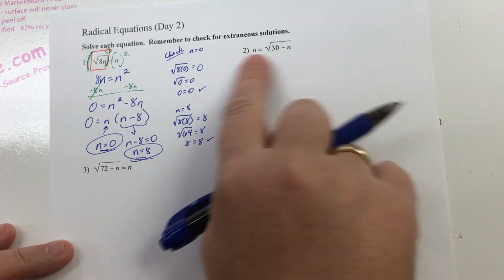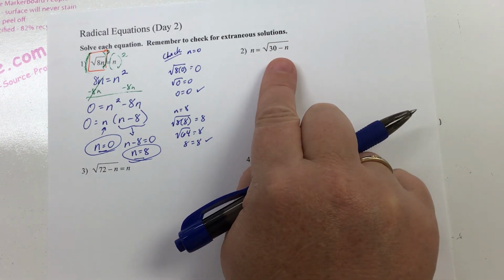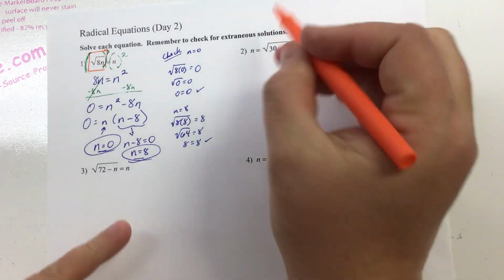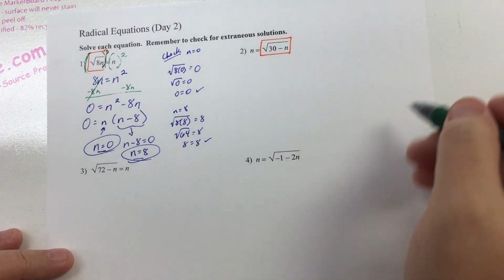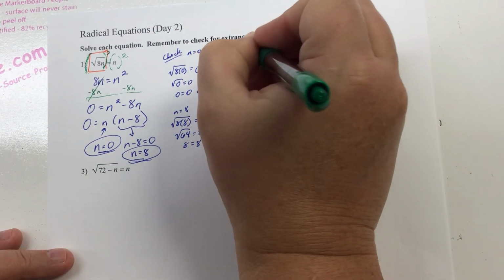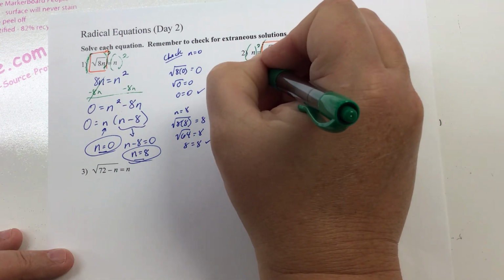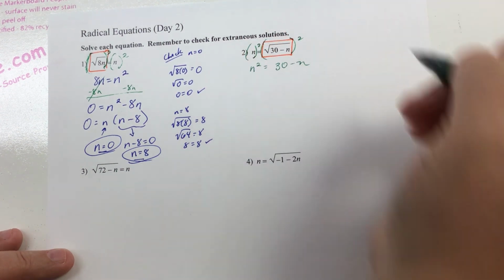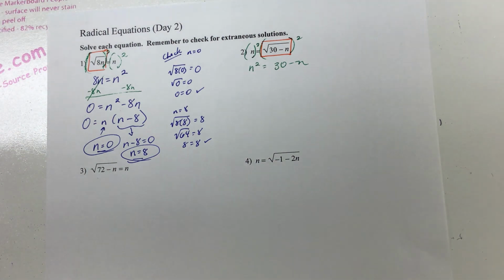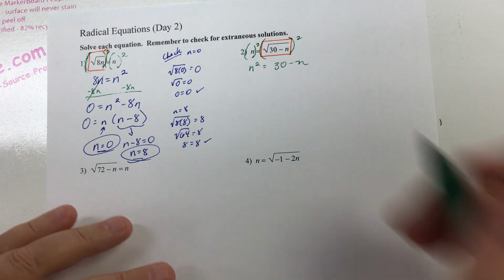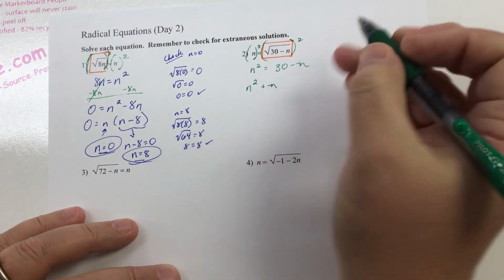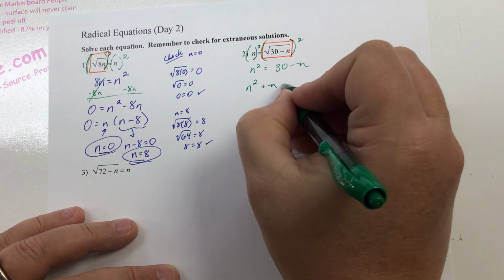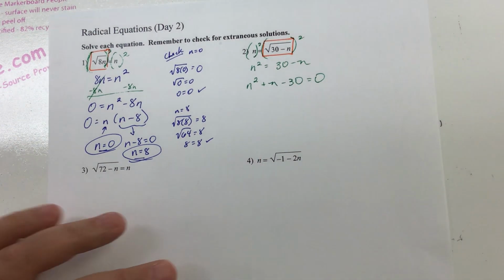Now let's look at number 2: n equals the square root of 30 minus n. The radical is isolated on a side by itself, so I am going to square both sides to undo it. We have n squared equal to 30 minus n. Since this is a quadratic, we set it equal to 0. If I add n to both sides, that's a plus n, and subtracting 30 from both sides, we get n squared plus n minus 30 equals 0.